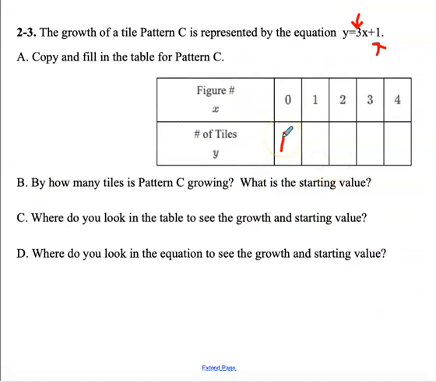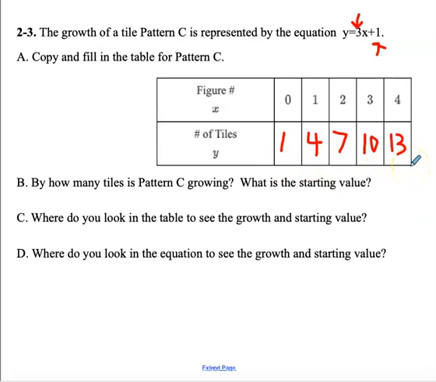Well, what's 3 plus 1? 4. What's 4 plus 3? 7. What's 7 plus 3? 10. What's 10 plus 3? 13. So that's how a little knowledge can help you fill this out. We don't have to really do much math. As long as we know a few facts, this is pretty easy to fill out.